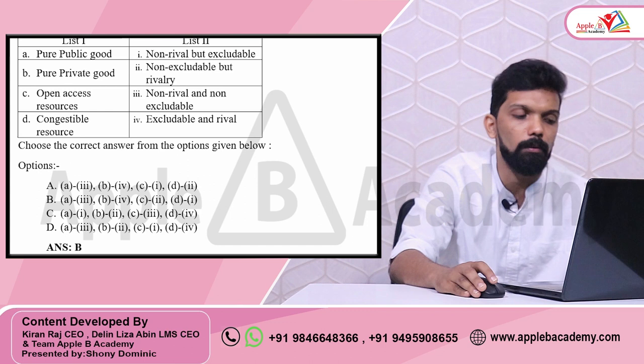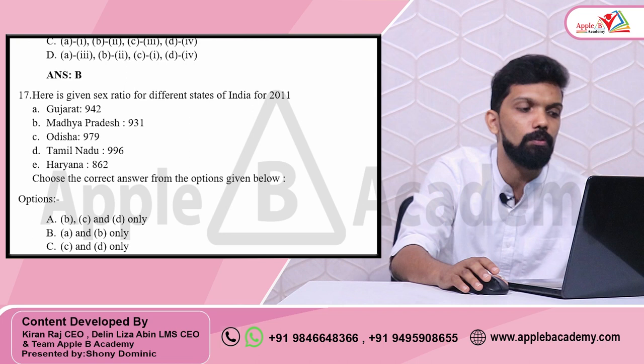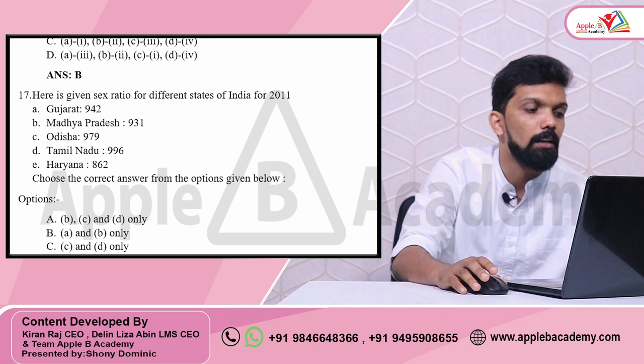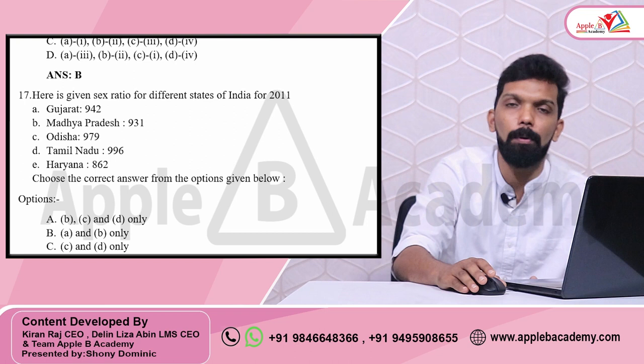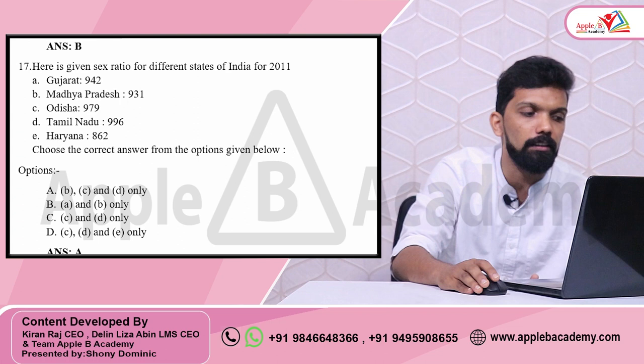So the 17th question, here is given the sex ratio of different states of India for 2011. The first one is Gujarat 942, Madhya Pradesh 931, Odisha 979, Tamil Nadu 996, Haryana 862. So we have to identify the correct pairs given. The correct answer for this question is option A, which is B, C and D are the right pairs.